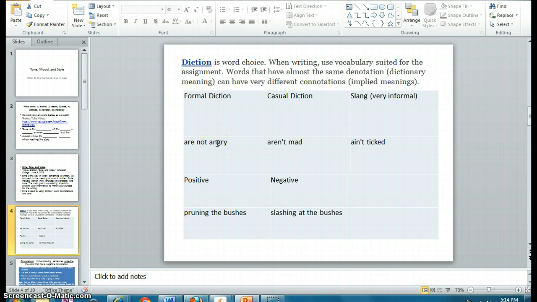So again, who is a character in your story? So formal story, they are not angry, and casual is they aren't mad. It's not a very serious situation. And if you want to talk about teenagers who are talking in the cafeteria, it'd be ain't ticked. Okay, so now let's go down here. Pruning the bushes will be a positive comment. But if my husband is in a bad mood, maybe he's slashing the bushes. So that's a negative connotation. I shouldn't have said husband. It's husband or daughter or myself. Any gender could do that.